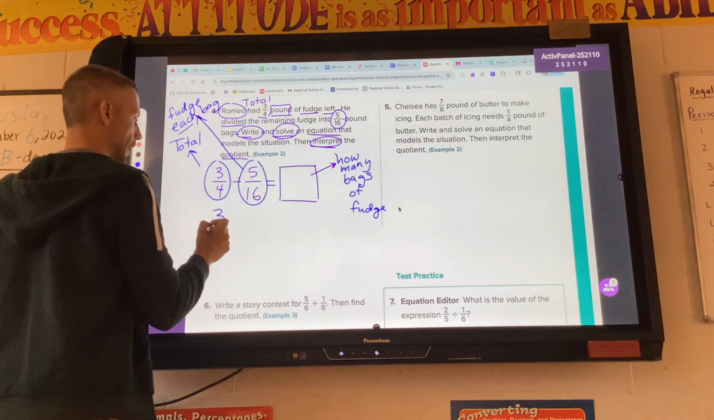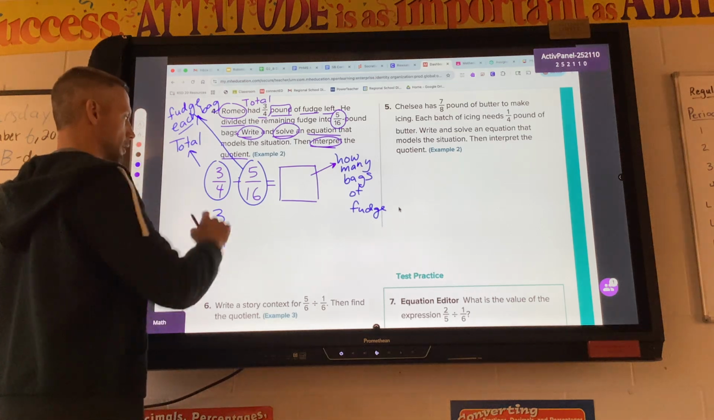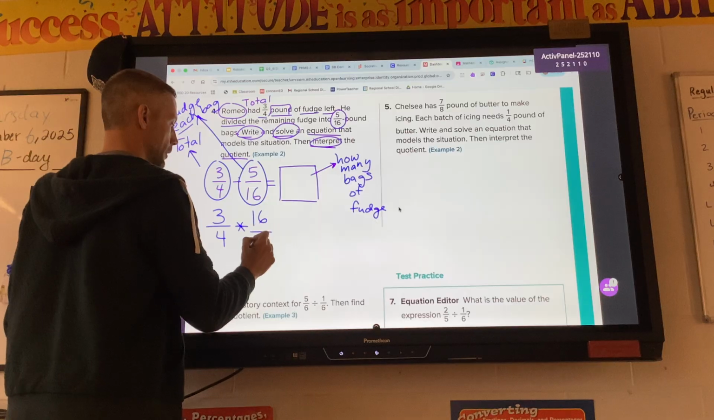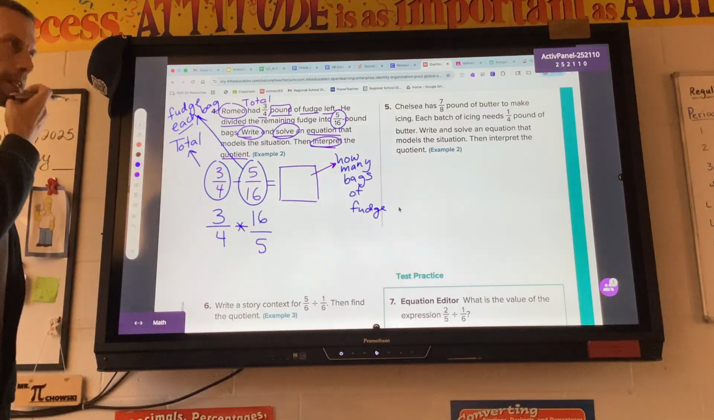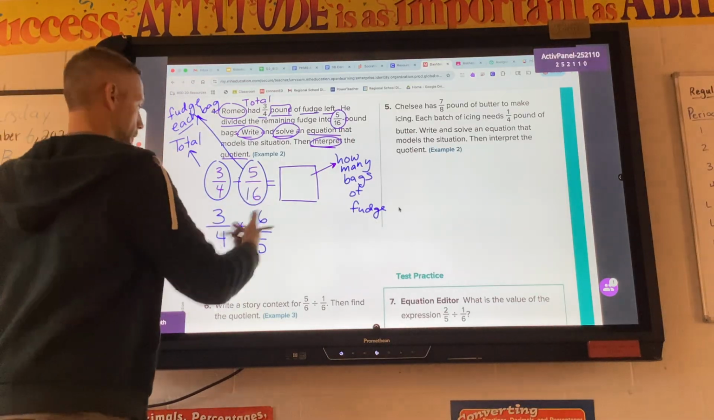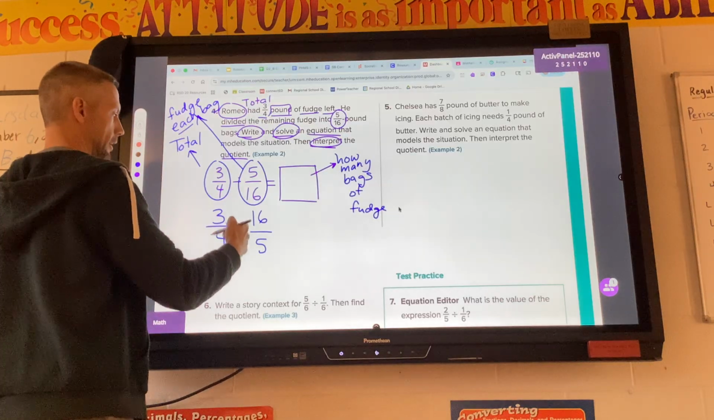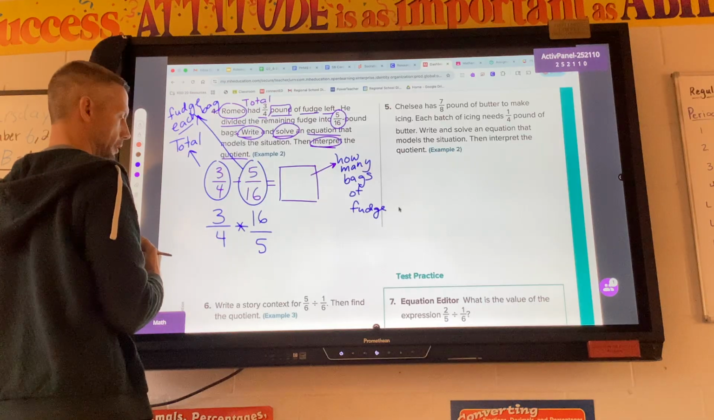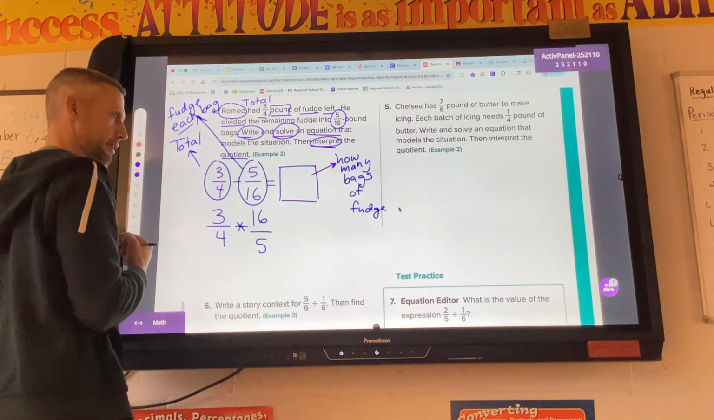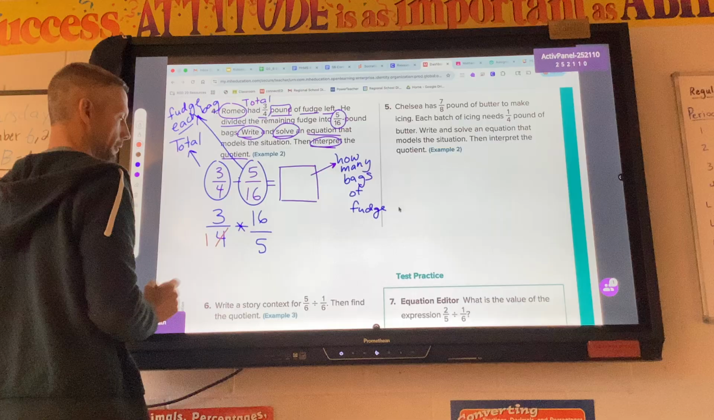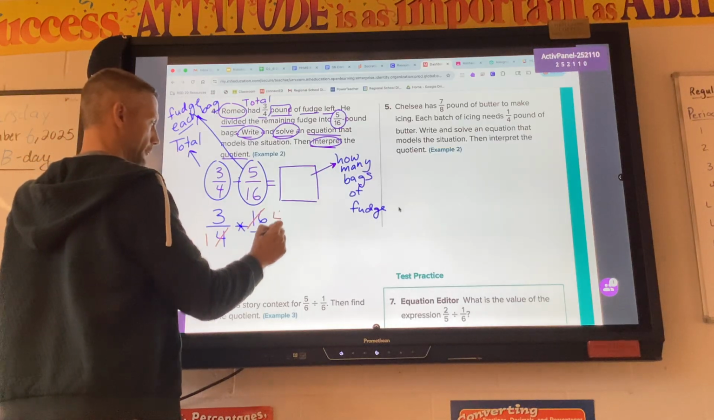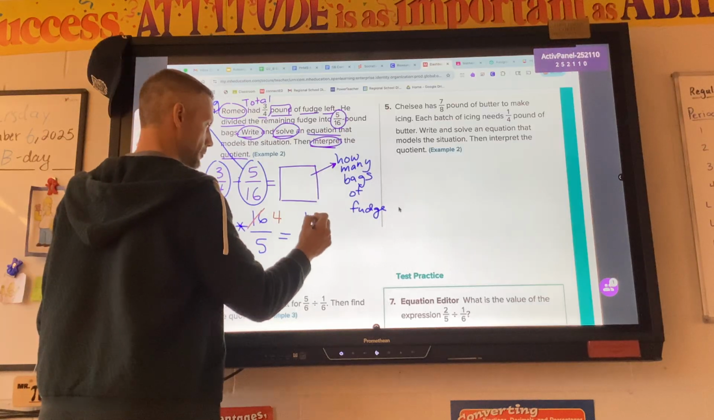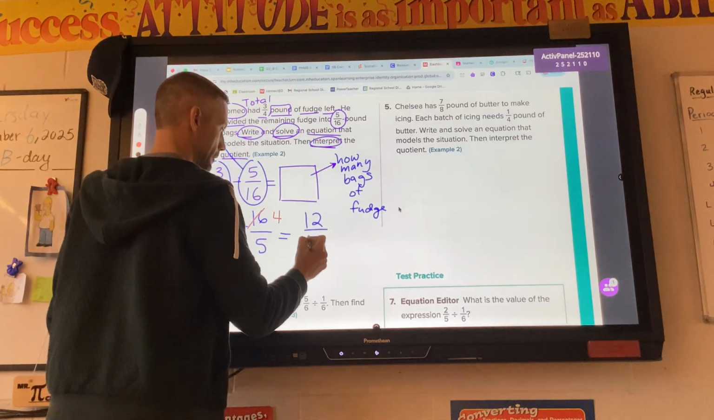So remember, when we divide fractions, we're going to keep the first one, change it to multiply, and flip the second fraction upside down, which is multiplying by the reciprocal. Don't forget, once you have a multiplication problem of fractions, you can sometimes cross reduce. 3 and 5 I can't cross reduce, but 4 and 16 I can divide both by 4. So 4 divided by 4 is 1, 16 divided by 4 is 4. Now I'm going to multiply straight across. 3 times 4 is 12, 1 times 5 is 5.